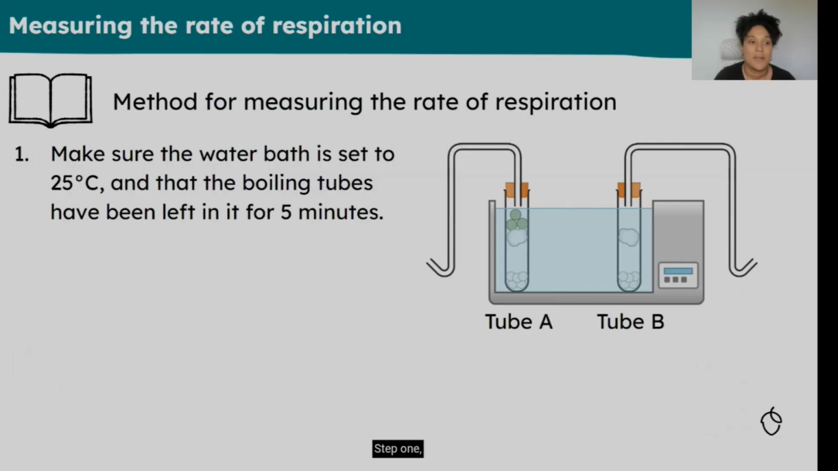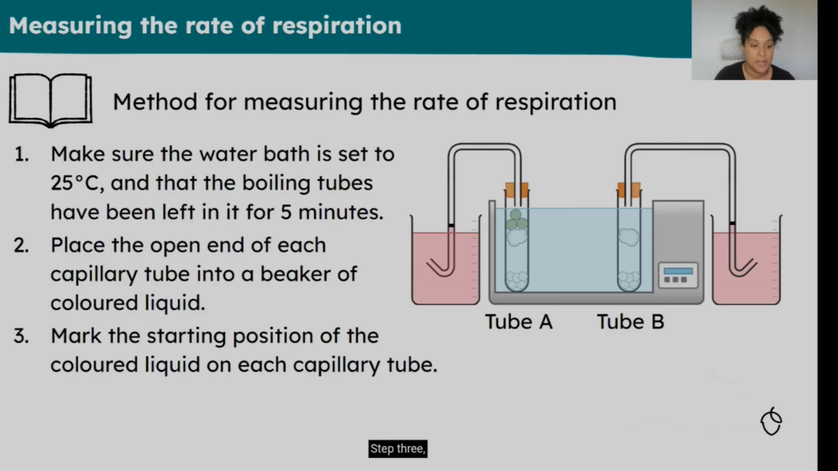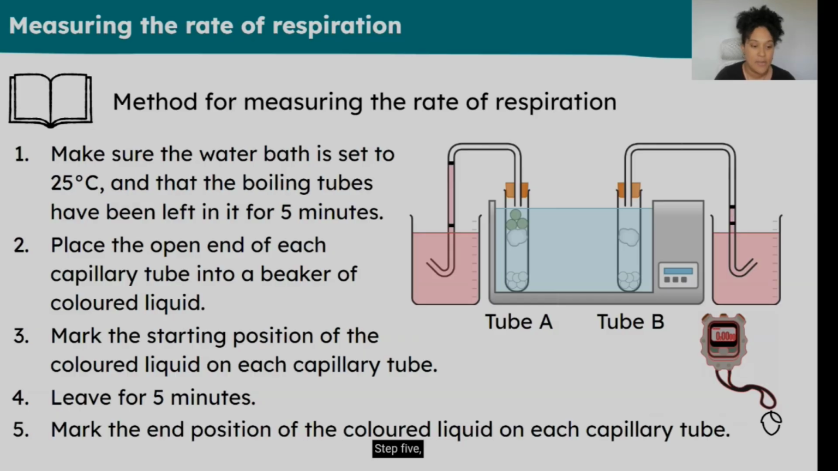Step 1. Make sure the water bath is set to 25 degrees Celsius and that the boiling tubes have been left in for 5 minutes. Step 2. Place the open end of each capillary tube into a beaker of coloured liquid. Step 3. Mark the starting position of the coloured liquid on each capillary tube. Step 4. Leave this for 5 minutes. Step 5. Mark the end position of the coloured liquid on each capillary tube.